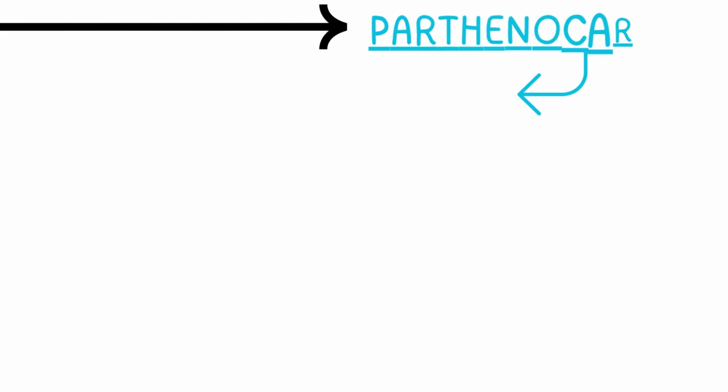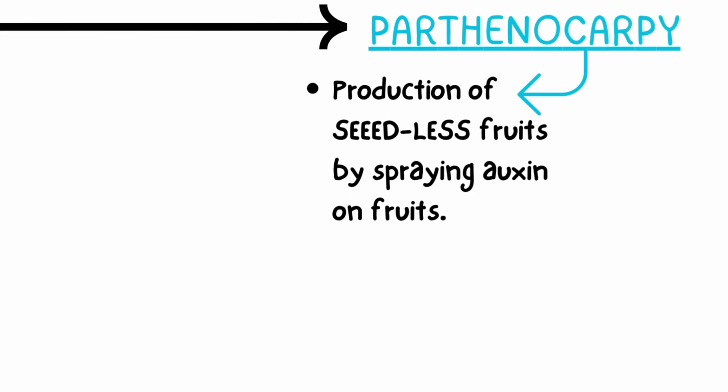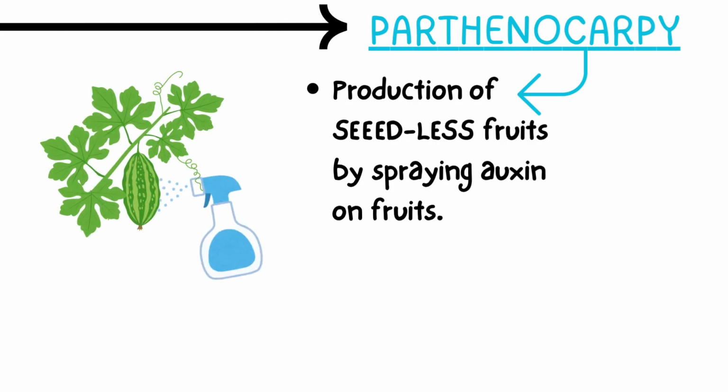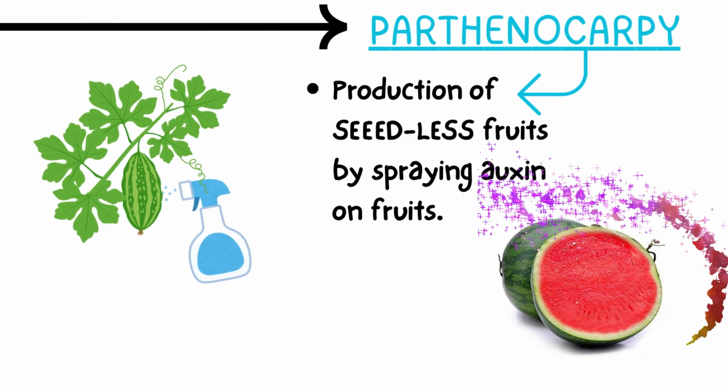Another important effect shown by auxin is parthenocarpy. It is basically spraying auxin on fruits, like watermelon or tomato, to produce seedless fruits. Like this, leading to production of seedless fruit. Okay, so we have completed our first phytohormone.